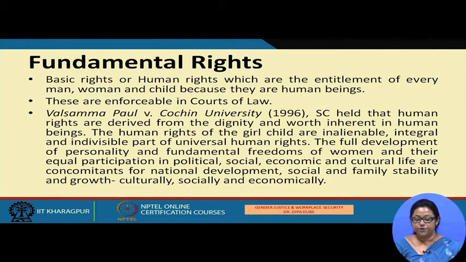The full development of personality and fundamental freedoms of women and their equal participation in political, social, economic and cultural life are concomitants for national development, social and family stability and growth culturally, socially and economically. If one sees this observation, one definitely finds reflections of the international developments and international instruments where the human rights of women have been held to be a part of universal human rights, and the fundamental rights try to uphold these human rights and to see that these human rights are not violated at any level.